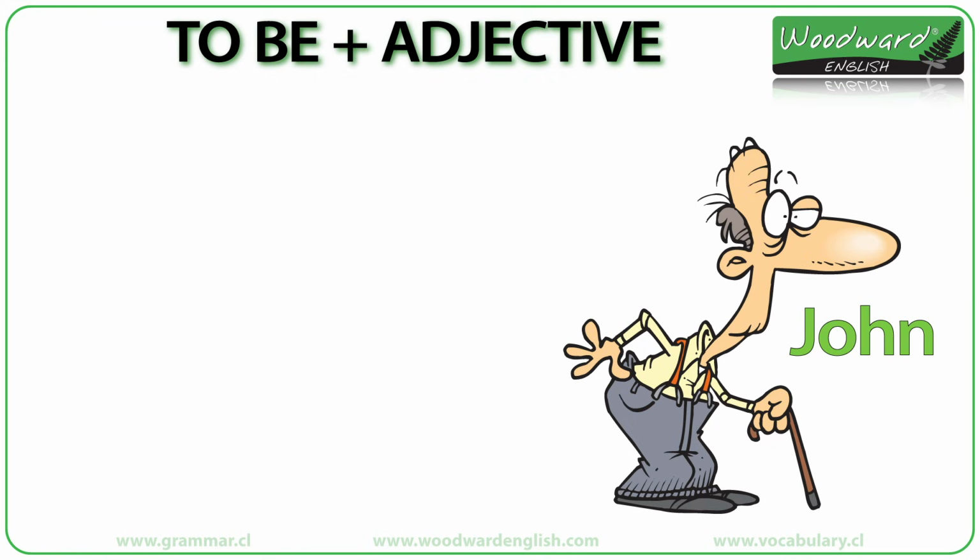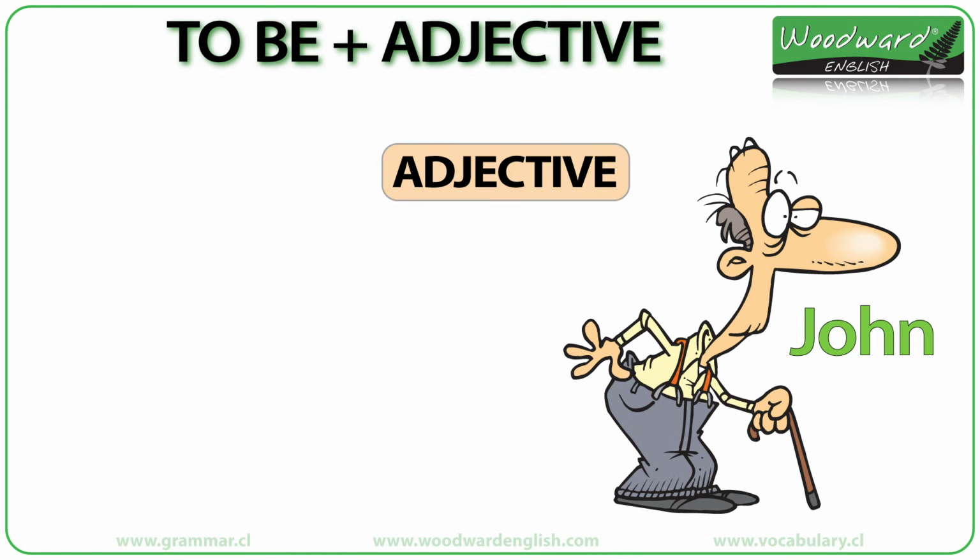This is John. Describe John. Use an adjective to describe John. An adjective is a word that gives us a description about something or someone. One adjective is old. Our description is old.